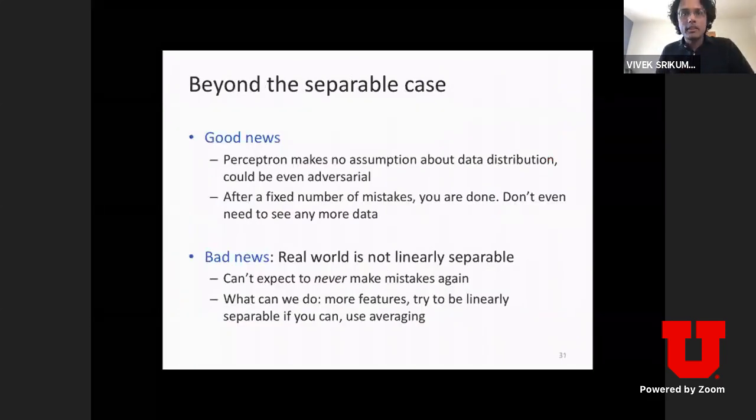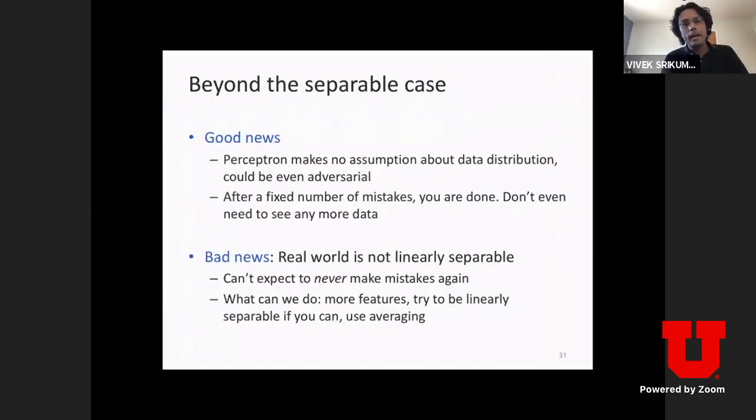So if you go beyond the separable case, then it's a good news, bad news situation. The perceptron algorithm makes no assumption. In the separable case, if after making a fixed number of mistakes, you're done. You don't need to see more data. You can declare learning is successful. Unfortunately, the real world is not linearly separable. As a result, we cannot expect this, but this is just a guiding light. We can add more features, we can try to be more linearly separable, or we can think of averaging.